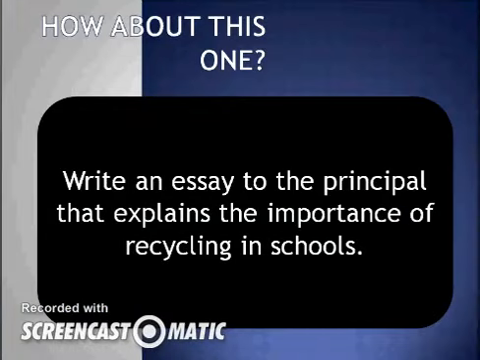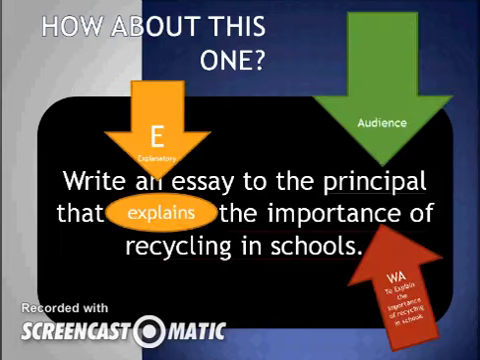How about this one? Let's read the prompt together. Write an essay to the principal that explains the importance of recycling in school. Who is the audience? What type of prompt is it? Are you giving information or your opinion? Did you attack the prompt correctly? It's an explanatory essay. See the key word? Explain. You're writing to the principal, and what's your essay about? You're explaining the importance of recycling in schools.